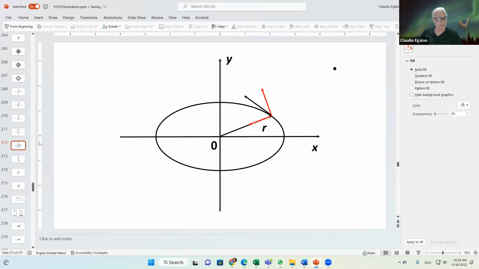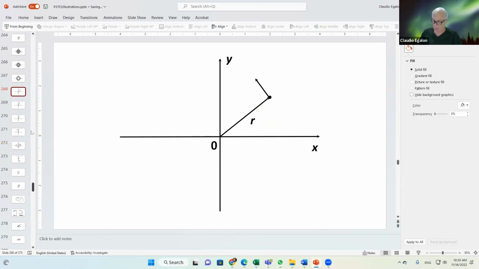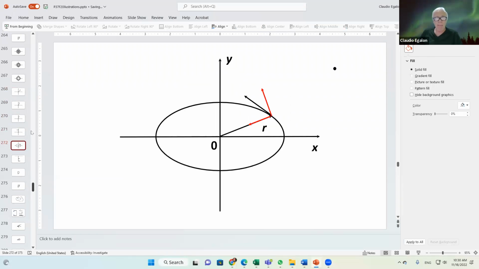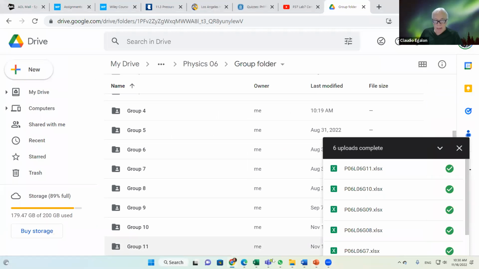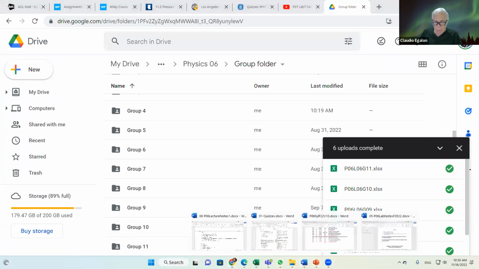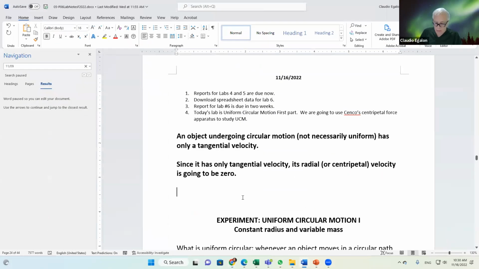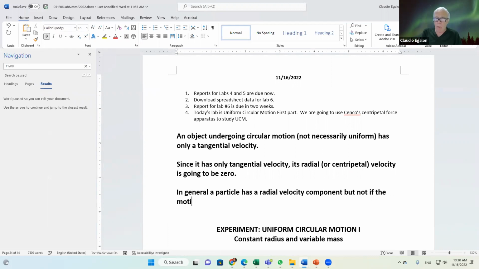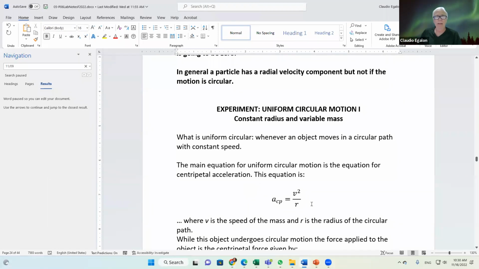Okay, so that's the type of motion that we are talking about, the circular motion. In general, a particle has a radial velocity component, but not if the motion is circular. And if you have a circular motion, you're going to have a centripetal acceleration, that's V squared over R. Okay.